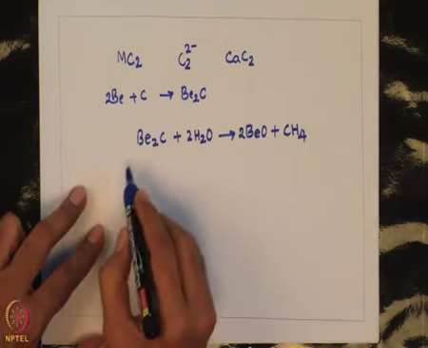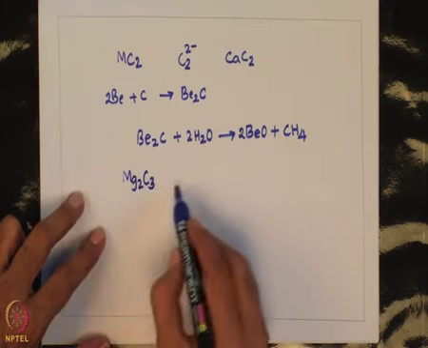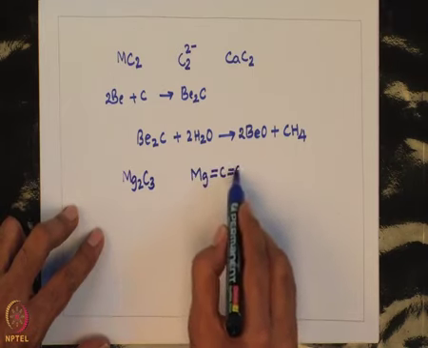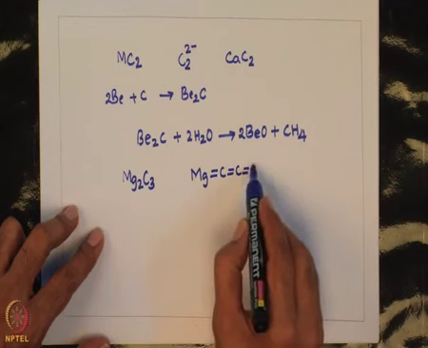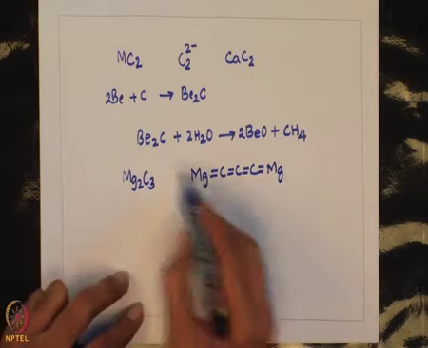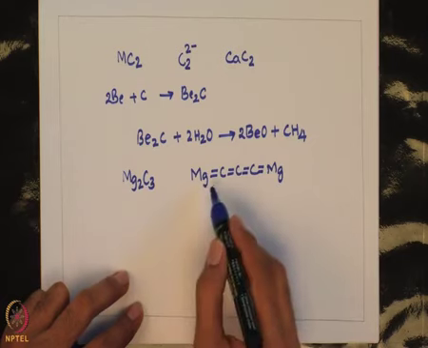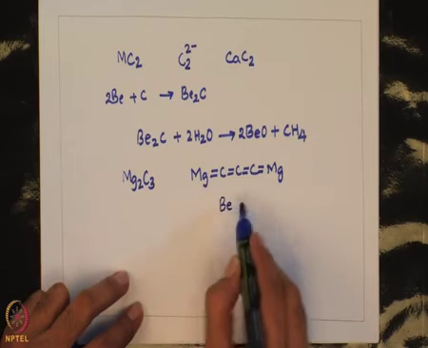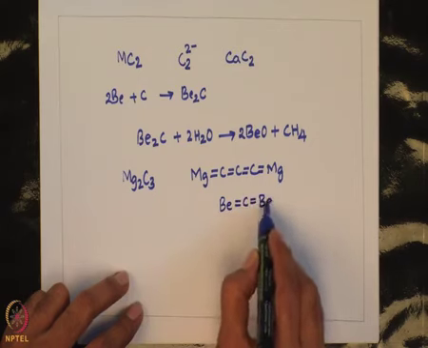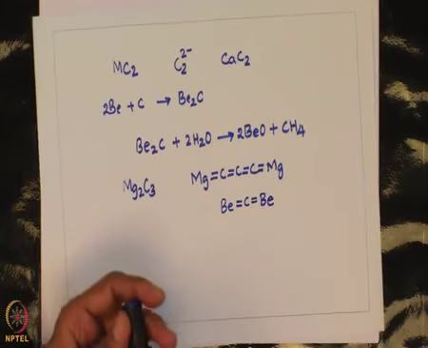And another carbide is Mg2C3, or it can also be written in this fashion. And of course, beryllium carbide has this. So this is how you can satisfy the valency and write the correct structure.